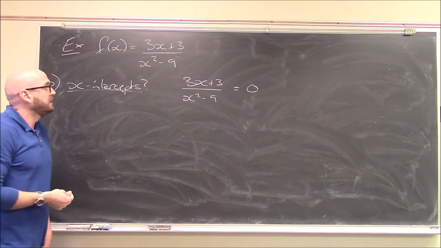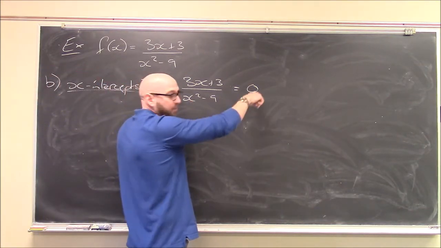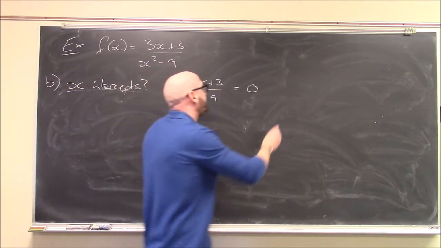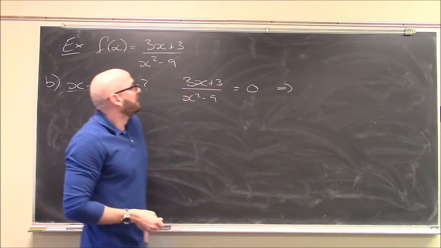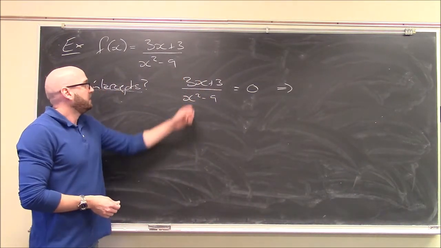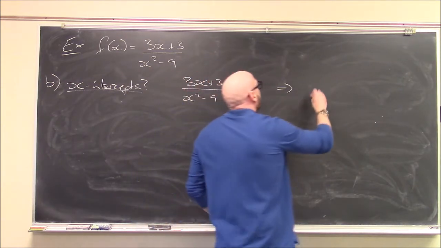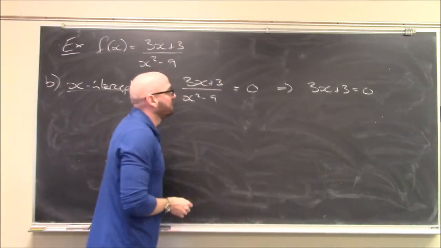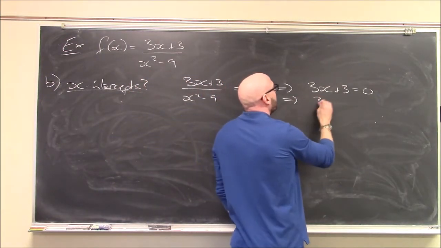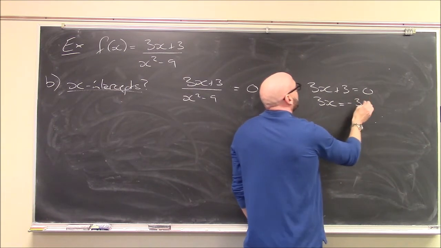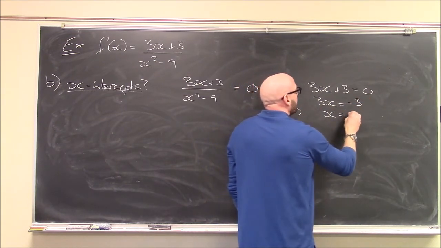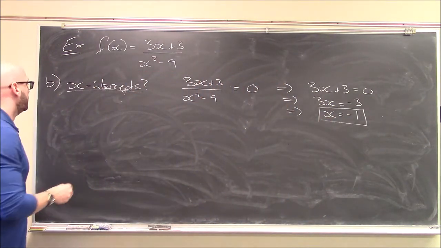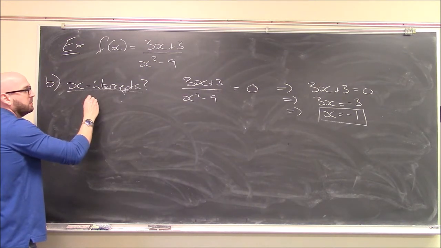Well, there are two ways to think about doing this. One is you could just multiply both sides by x squared minus 9 to get rid of the fraction, which is a completely valid way to proceed. Or you could just remember that the only way a fraction is equal to 0 is if the numerator is equal to 0. In either case, we're solving 3x plus 3 equals 0. This implies 3x is minus 3, subtracting 3 from both sides, and dividing by 3 means x is equal to minus 1. So that's nice. We have this x-intercept of x equals minus 1.